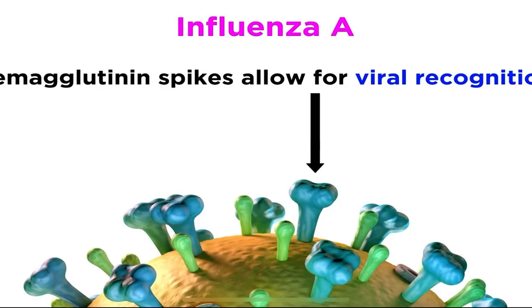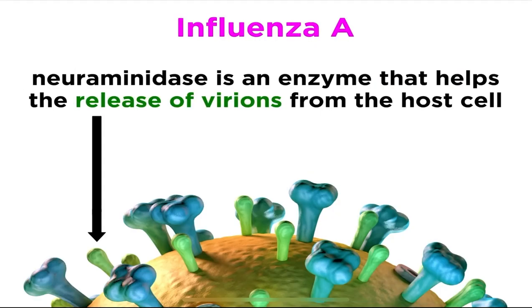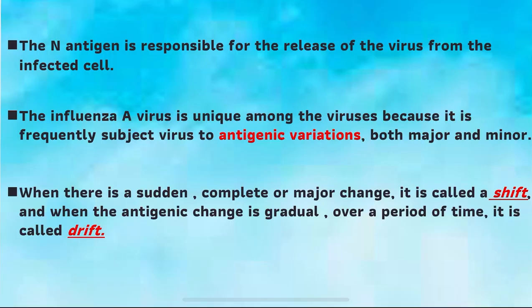See, hemagglutinin allows for viral recognition, and the neuraminidase helps for the release of these viruses from the host cells. You can see the N antigen releasing this virus from the infected cell into the body. Other cells it will start infecting. The N antigen is responsible for the release of the virus from one susceptible infected cell. The influenza A virus is unique among the viruses because it is subjected to various antigenic variations. The variations could be both major or minor.